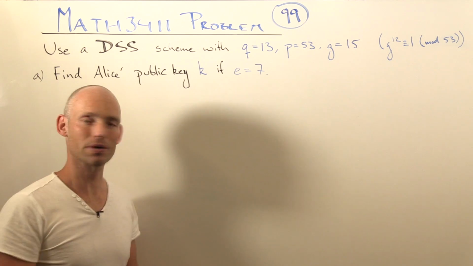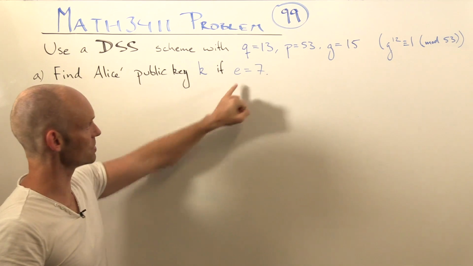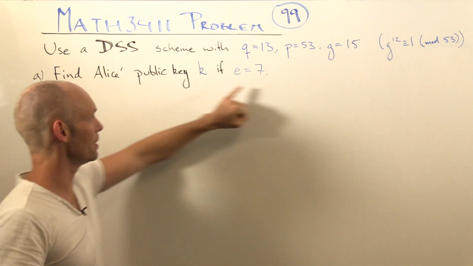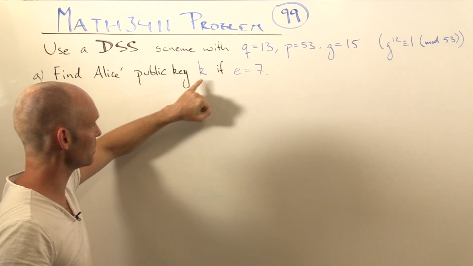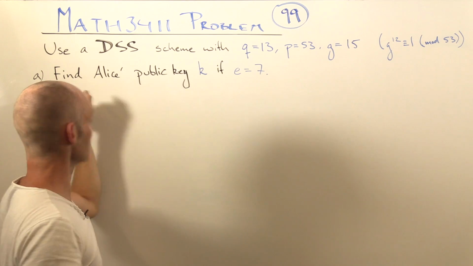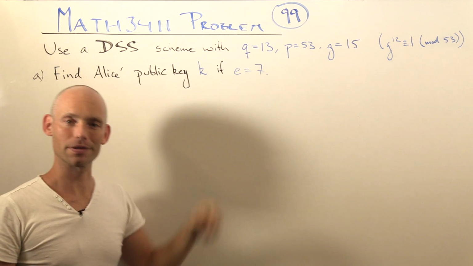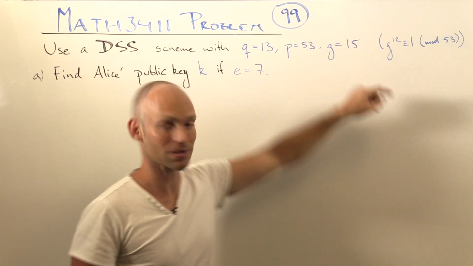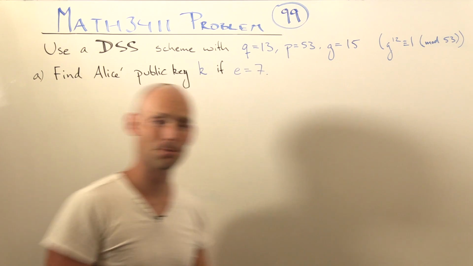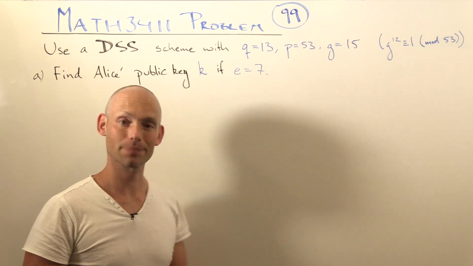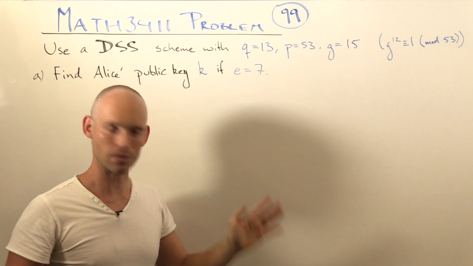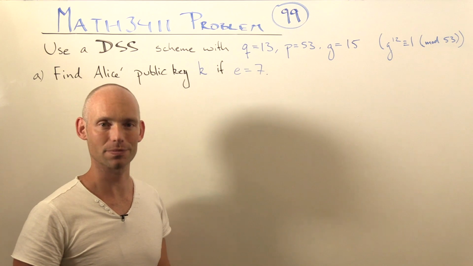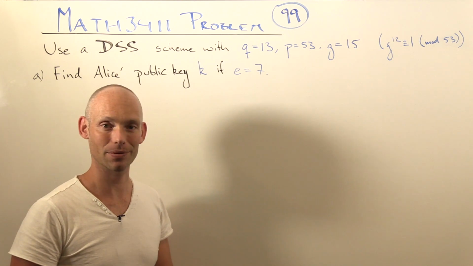So the way that this works is that Alice has a private key and uses this to generate a public key. And that's the first thing that we have to do. We have to find this public key. We have a couple of parameters, and in fact DSS, and this is just a simplified version of it, has a lot of parameters and it can get a bit confusing, but let's see how we go.